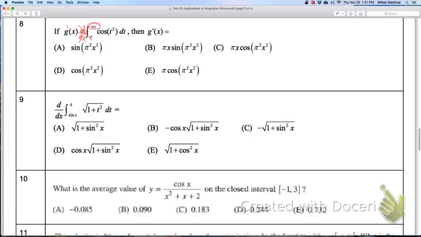So all we have to do is take that value we're working with and plug it into the function. And then don't forget to multiply times the derivative of what we're plugging in because of the chain rule. So this is equal to cosine of pi x quantity squared, and then times the derivative of pi x, which is just pi. So it's pi cosine of pi x squared, which is answer choice E.